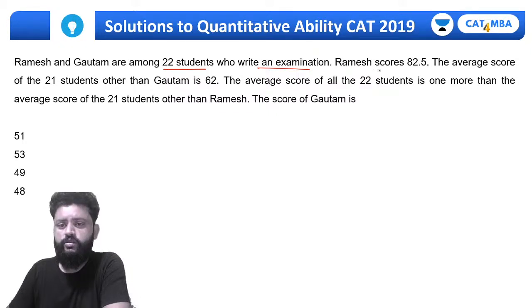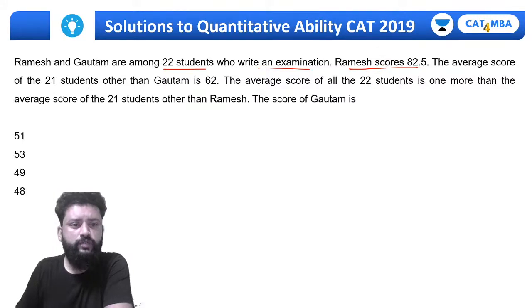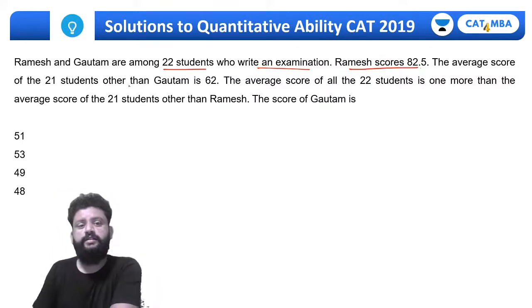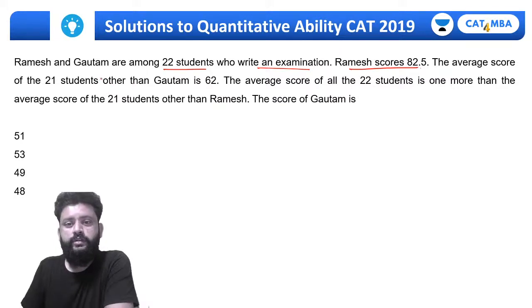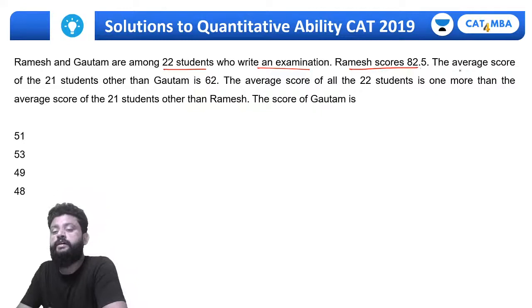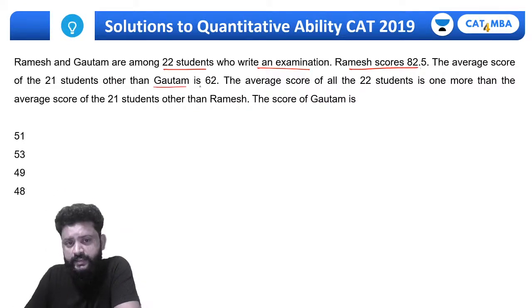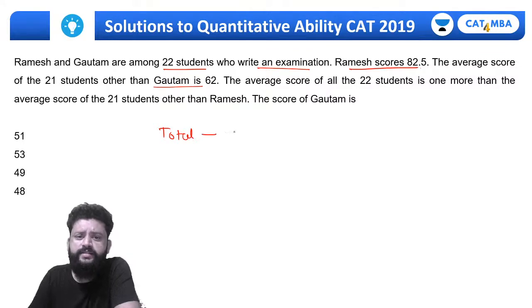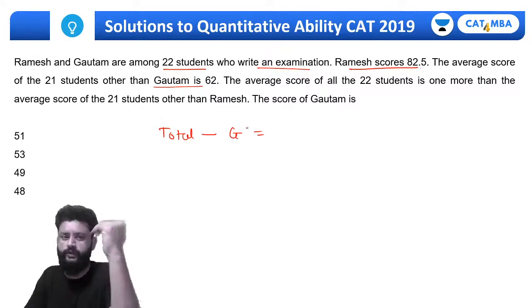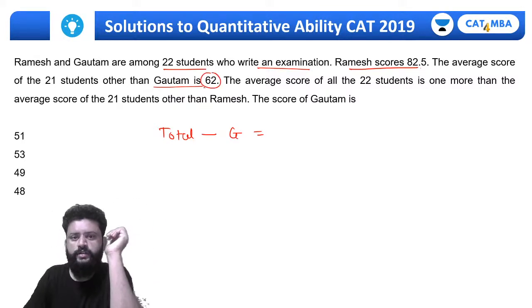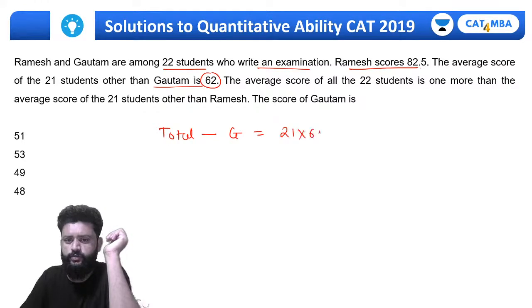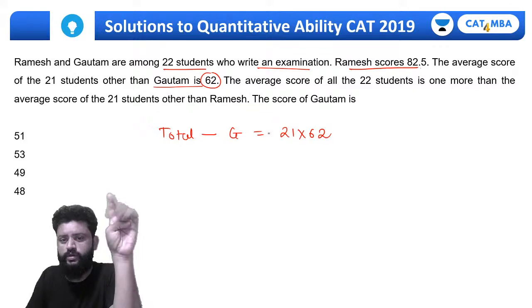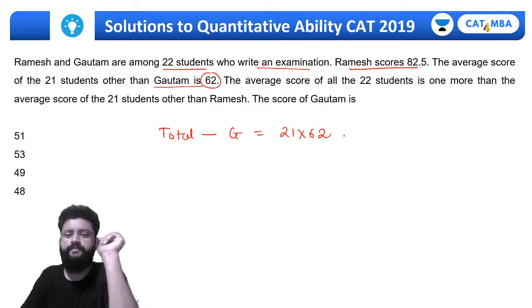while solving this. So Ramesh's score is 82.5, and the average score of the 21 students other than Gautam is 62. It means total score minus Gautam's score must be the sum of the other 21 students, and the average is 62, that simply means this must be 21 into 62. 21 into 62 is not the total, if we add Gautam's score to it then we get the total, right.